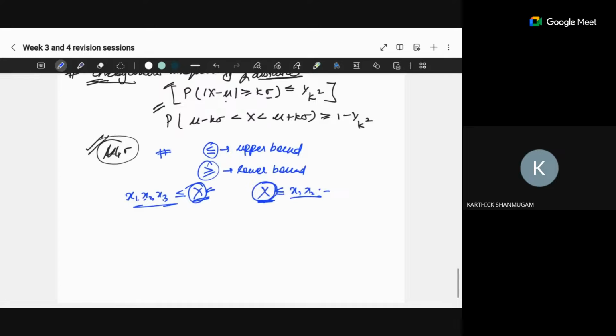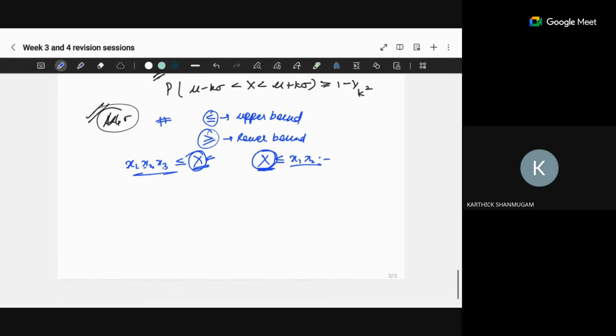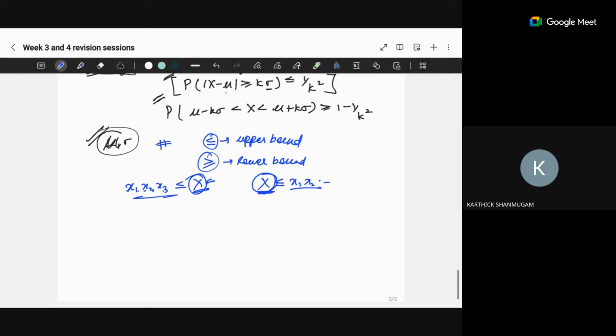Will there be any question like calculate the lower bound using Markov's inequality? Surely it will come. In that case, how do we approach that problem? We will solve some questions and we will do it. Right now I'm just briefing you about week 3 and week 4. Then we have some questions and we will solve that. Fine?